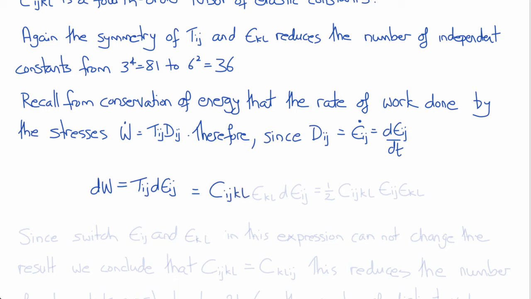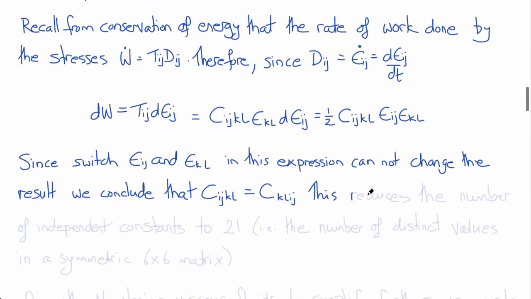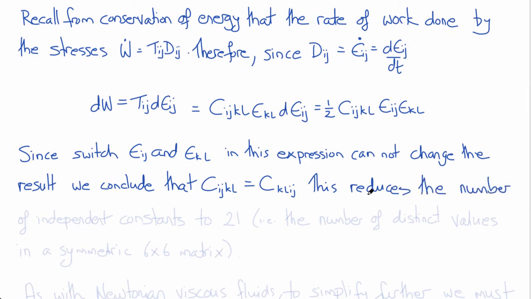And now we can integrate this, substituting cijkl times epsilon kl for Tij, integrating with respect to epsilon ij, and we'll get 1/2 cijkl epsilon ij epsilon kl. Now we see that this expression would be the same if we switched the order of epsilon ij here and epsilon kl here, which means that we should be able to switch the order of ij and kl in this expression. And that leads us to the conclusion that cijkl equals cklij. So this additional symmetry further reduces the number of independent constants from 36 to 21.